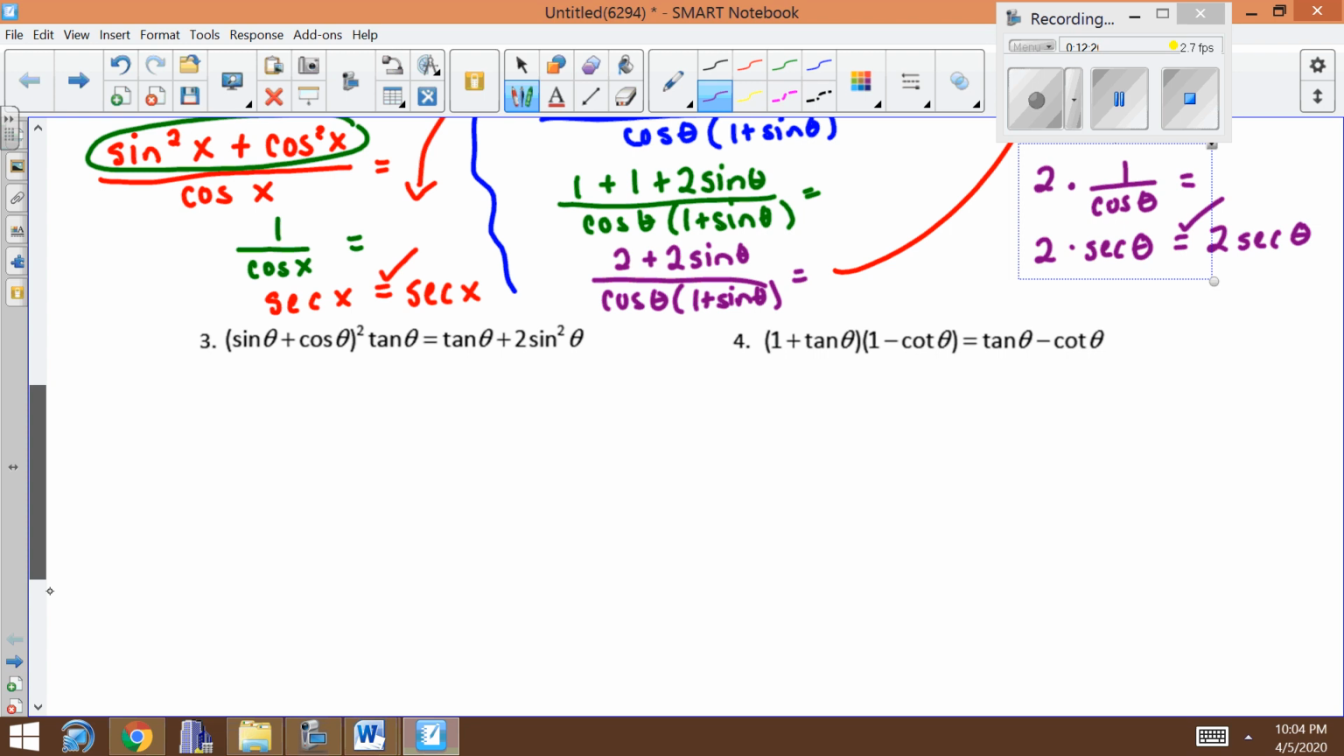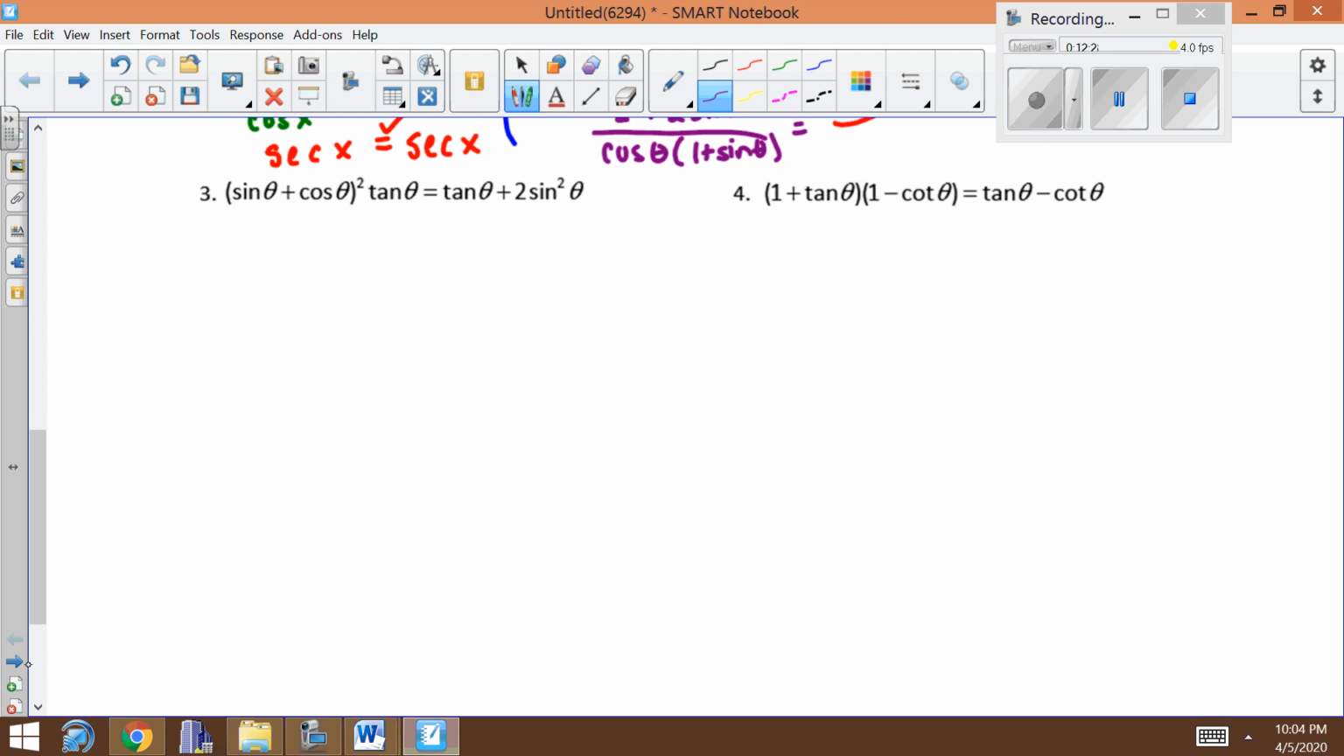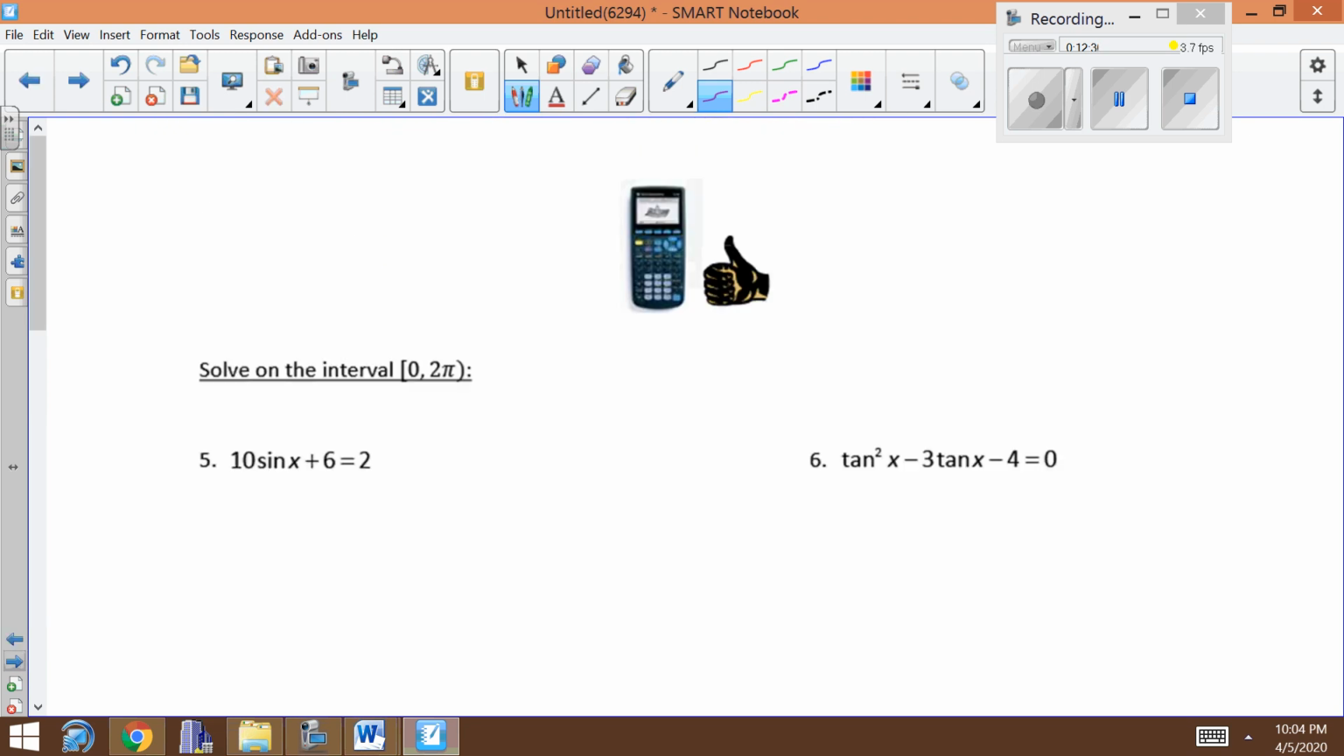So you've got a couple more to work on. I'm going to leave you to work on these on your own. And then there's a couple of review problems. Notice these are calculator problems, just to go through and keep practicing some of those things that we did before spring break.